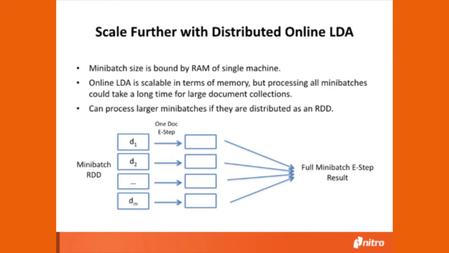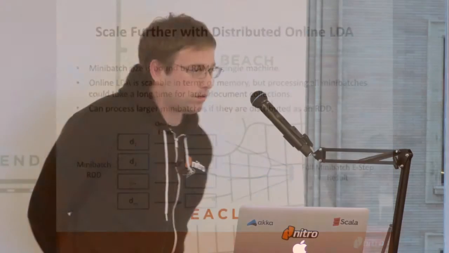But still, if you have a very large document collection, that could mean a lot of mini batches to process, so it could be prohibitive in terms of time. So you can mitigate this by using distributed computing, like Spark, for instance. So you could distribute your mini batch of documents within an RDD and perform the E step on each document in the mini batch in parallel and then aggregate the results. So this way you can process larger mini batches, so you can get through a large document collection much faster than if you were to do it on a local machine.